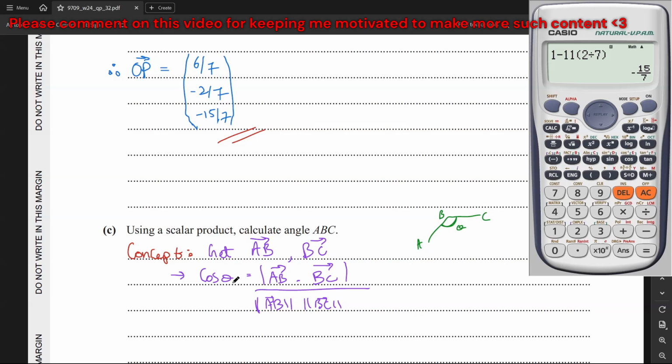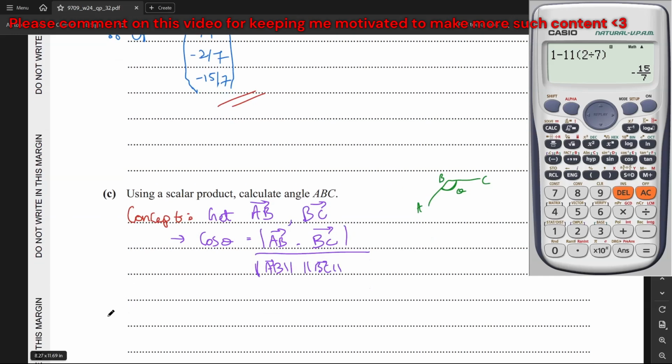I'm going to assume it's going to be an acute angle. If the question was specifically asking about the obtuse angle, you can do 180 minus acute to get the obtuse, but over here it's not really mentioned, so I'll just stick with the scalar product, and we can use this formula to get it done. So the first thing I'll need to do is to get the AB vector and BC vector.